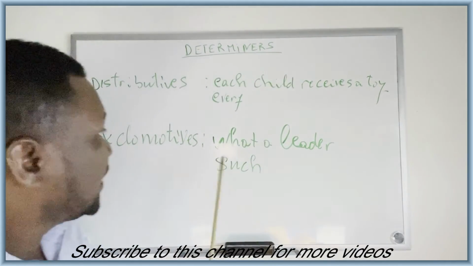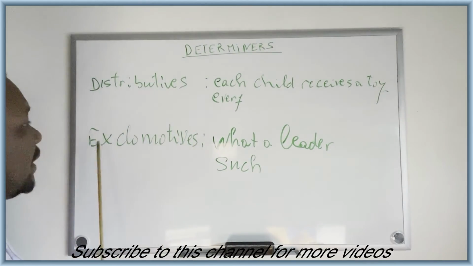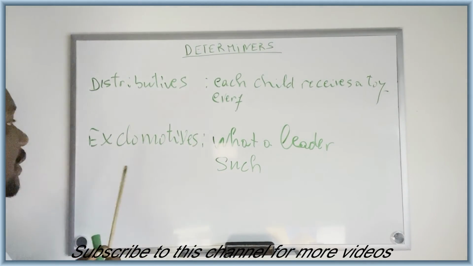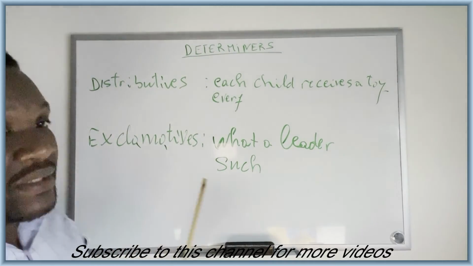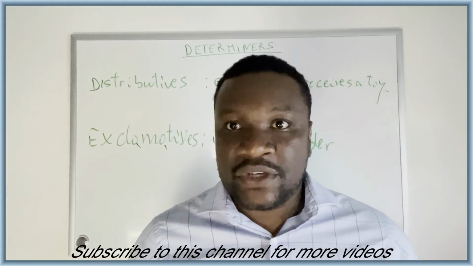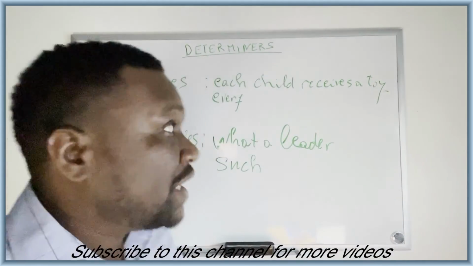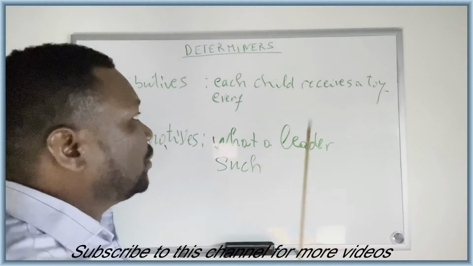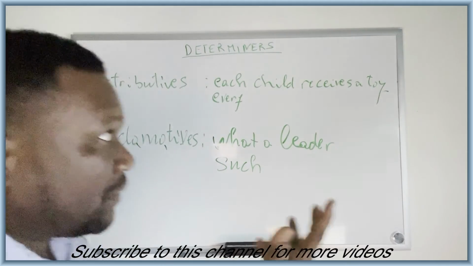All right. And finally, we're gonna cover the distributives and exclamative. Distributive and exclamative. All right. Distributive is each, every. Okay. Each, every, either. Distributive. Each child receives a toy. Every child receives a toy. Okay. Either one of them.